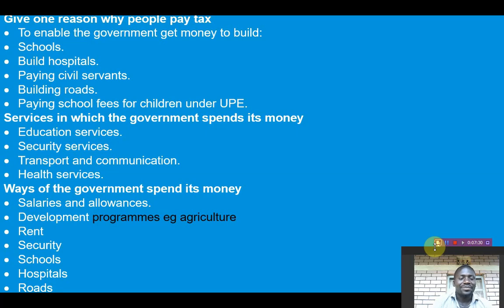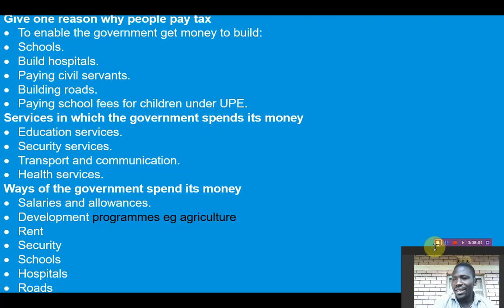Fine. Then transport and communication, to pay communication sectors, to pay transport for the public vehicles, health services, there's hospitals where you go and get free medication. All that money is collected from government, and the government also gets it from collecting revenue from its people. Ways how government spends its money.